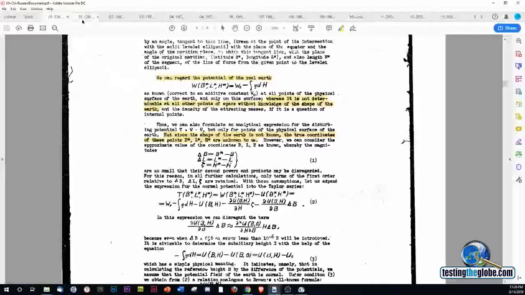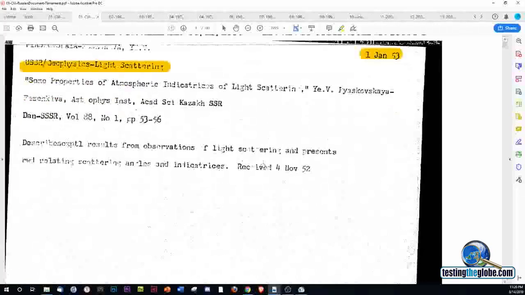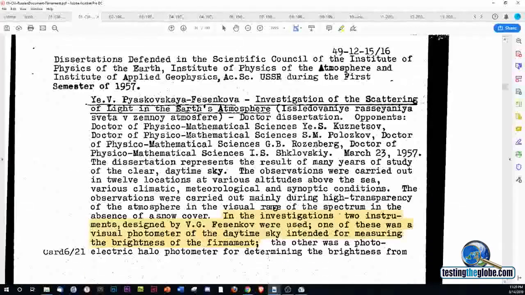Let's go back to Acrobat. 1953 now. Geophysics light scattering, USSR. Trying to figure out how does light work in the atmosphere here. So we get down to page 19 here. It says dissertations defended in the Scientific Council of the Institute of Physics of the Earth, Institute of Physics of the Atmosphere, and Institute of Applied Geophysics, USSR, 1957. March 1957. Looks like March 23, 1957, apparently.